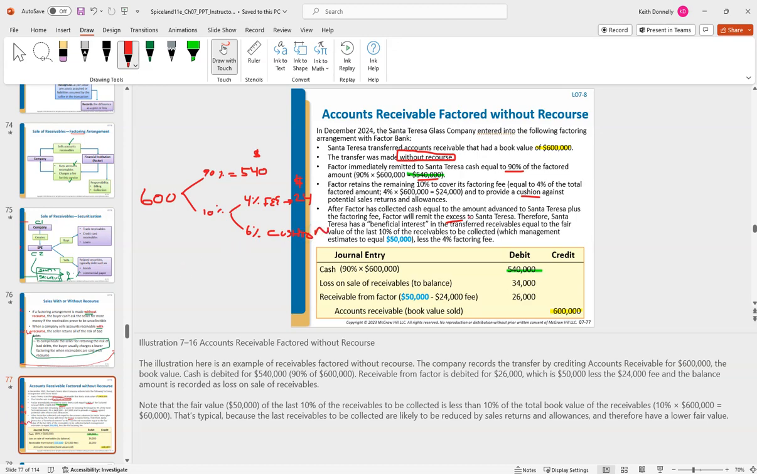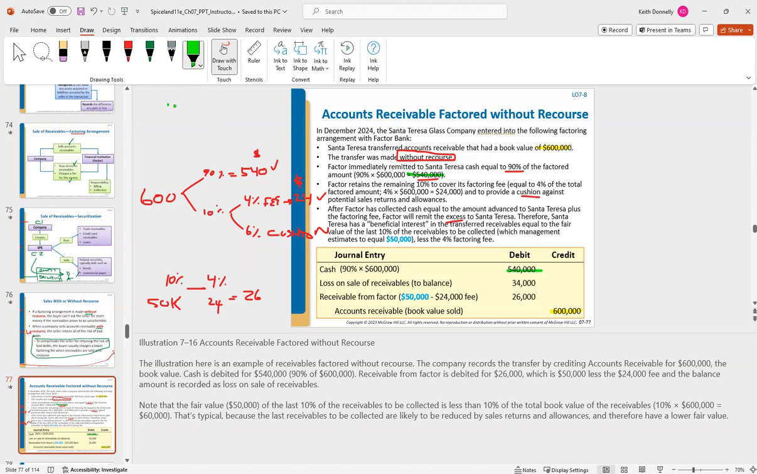Eventually, when they collect the 540, what they gave up front plus the factoring fee, once they collect that, then they say, essentially, we will give you some of the money back. Specifically, we will give you the remaining 10%, which we value at 50K. So they use a different subsequent valuation here. But we have to back out the fee of 26.